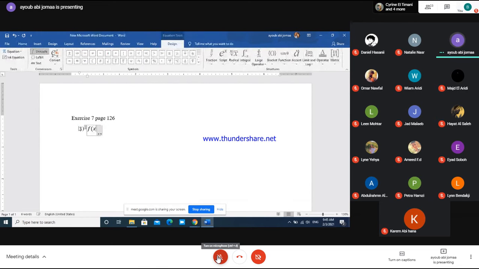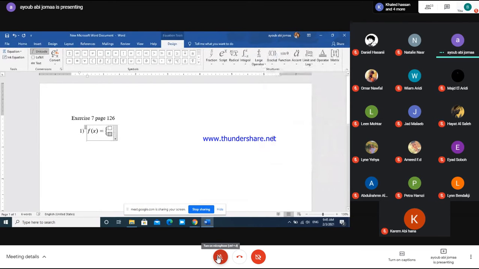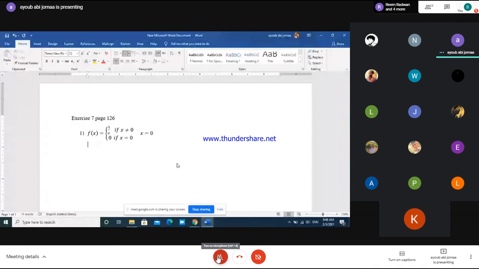Do you have the book? But here you have to study the continuity of this function at x equal to 0. Okay. Who would like to start?